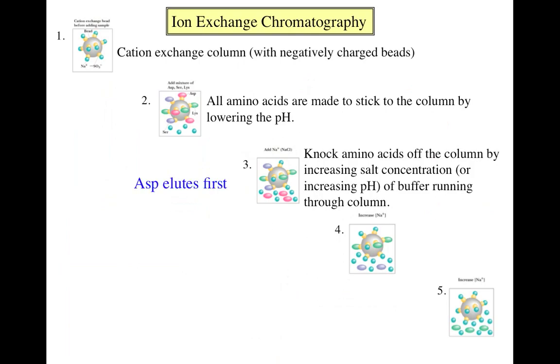Aspartate will elute from the column first. We can tell based on its pI value of 3.0 as opposed to serine's pI of 5.7 or lysine's pI of 9.8. Because aspartate has such a low pI, at any pH above 3.0 it will be negatively charged. Serine will elute next, as it will be negatively charged at any pH above 5.7. And lysine will elute last, as it will be positively charged for the longest amount of time.